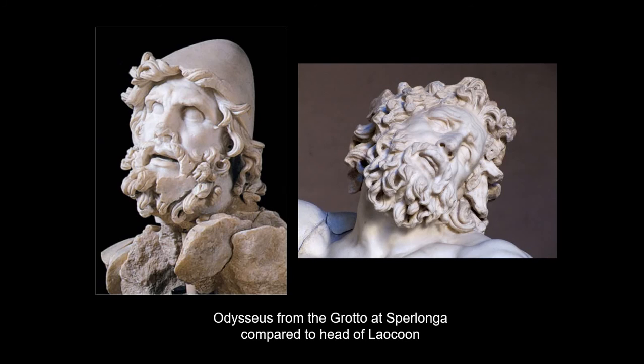You can really see the comparison here. This is the head of Odysseus with his very characteristic cap. And he has these incredibly deep-set eyes, open mouth, wild hair.